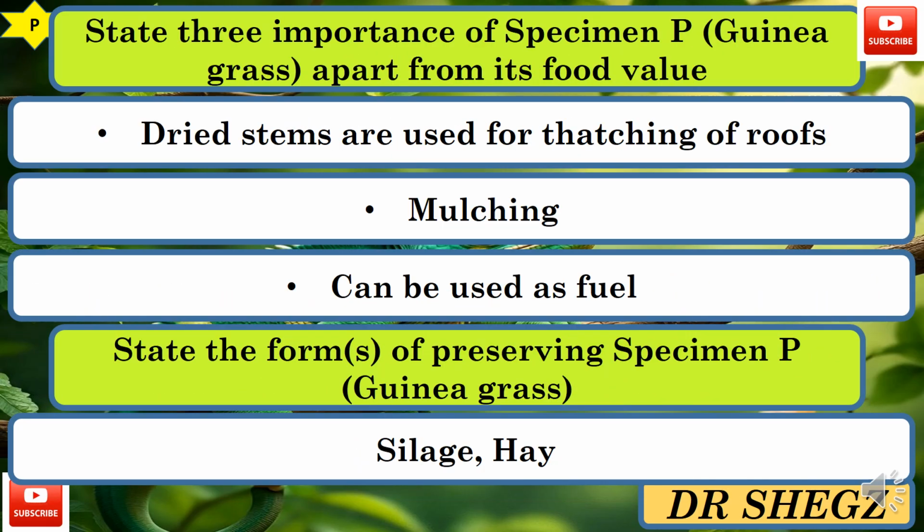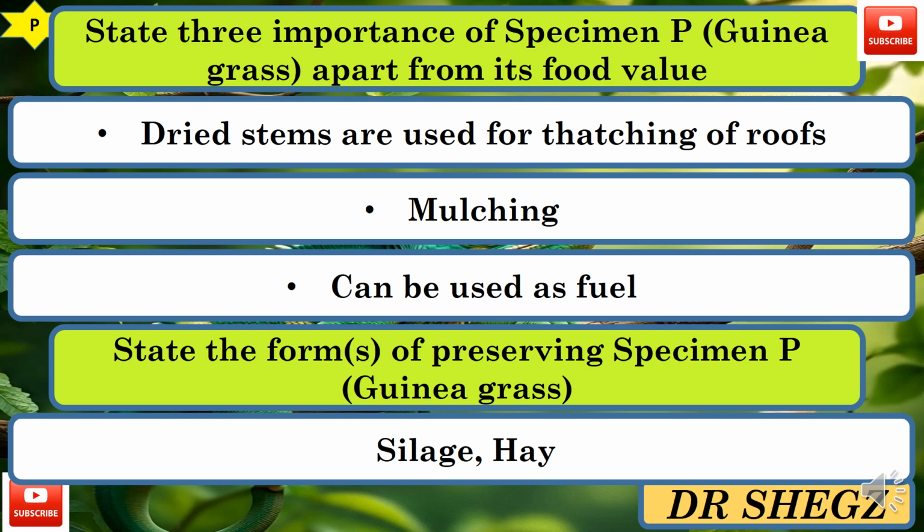State the economic importance of guinea grass apart from its food value. That is why I said you have to look at the questions very well before rushing to answer. So dried stems are used for thatching of roofs, mulching, and can be used as food. Now what are the forms of preserving specimen P? Silage, hay. We said that for elephant grass. We are repeating it for guinea grass.